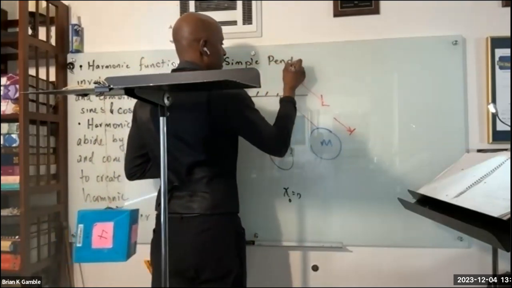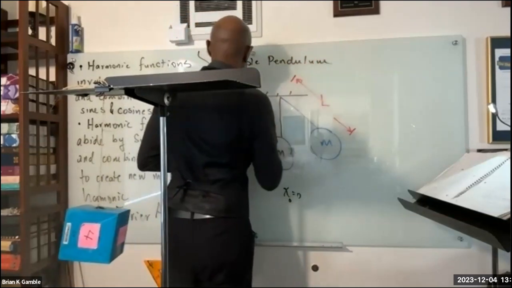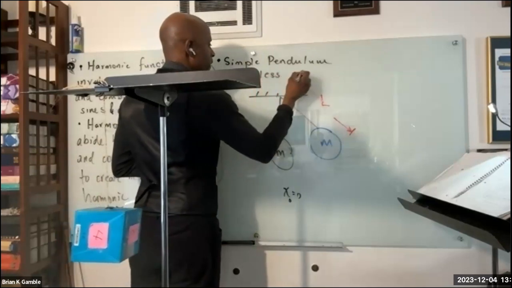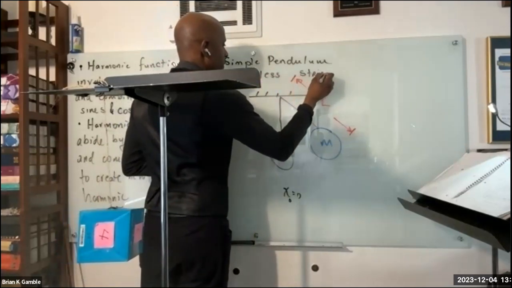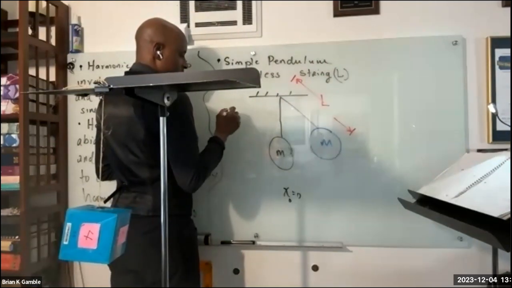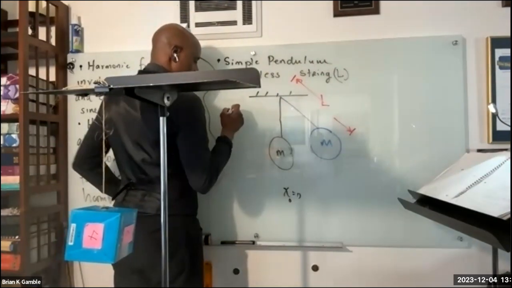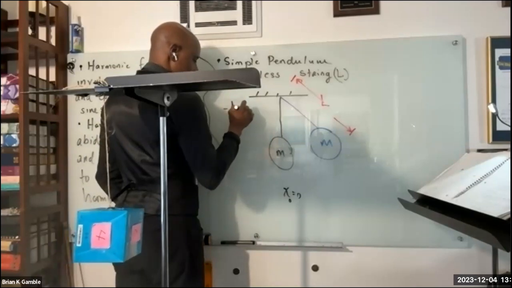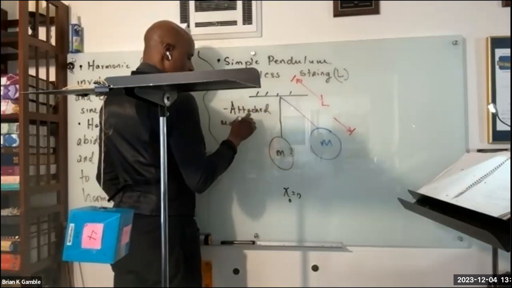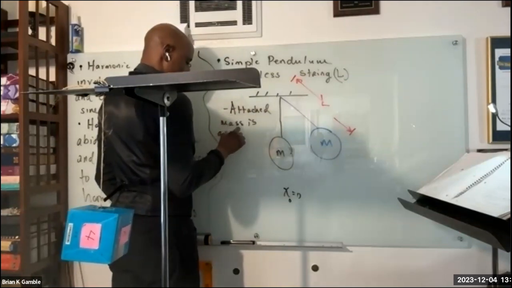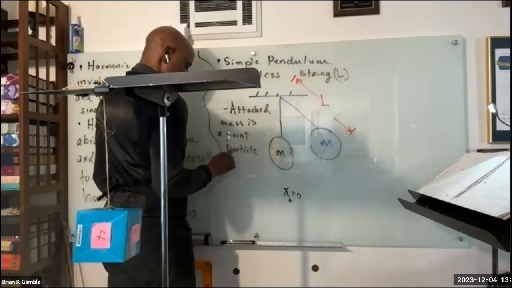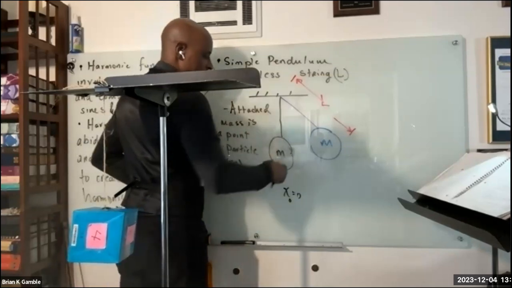Basically, we have a massless string of length L, and all the mass is concentrated at the point particle of the attached object. The attached mass is a point particle of mass m.